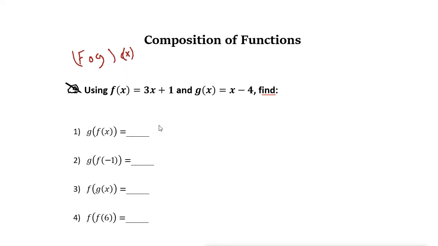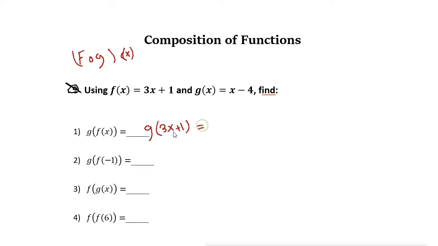Let's take a look at some examples. Since f(x) is 3x plus 1 and g(x) is x minus 4, we need to find g of f(x). So this one is f of g(x) and this one is g of f(x). It means that the input of g, instead of x, we need to put f(x). So g of, instead of x, what is f(x)? f(x) is 3x plus 1.